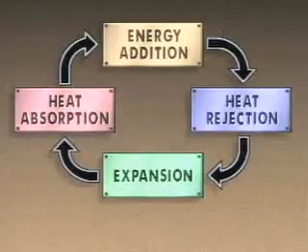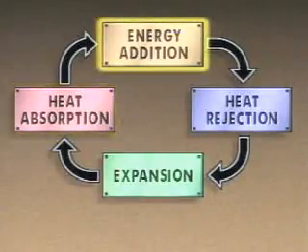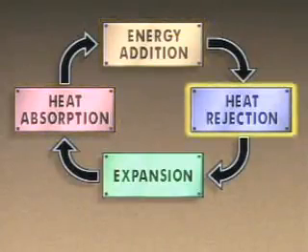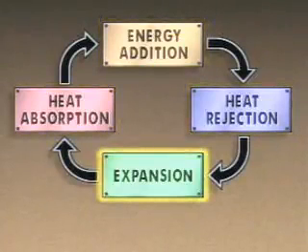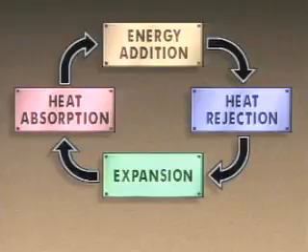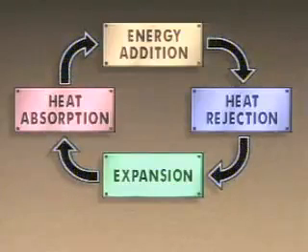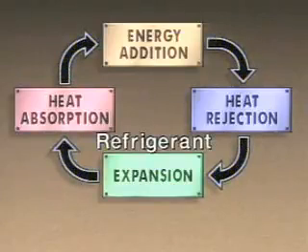We can use an illustration to identify the steps in a refrigeration cycle and see how the cycle works. The cycle we'll look at is called a vapor compression refrigeration cycle. A typical vapor compression refrigeration cycle has 4 basic steps. They are heat absorption, energy addition, heat rejection, and expansion. Since the steps repeat, the cycle is a closed system, and it is designed to operate continuously. The cycle uses a fluid known as a refrigerant to transport heat through the system.